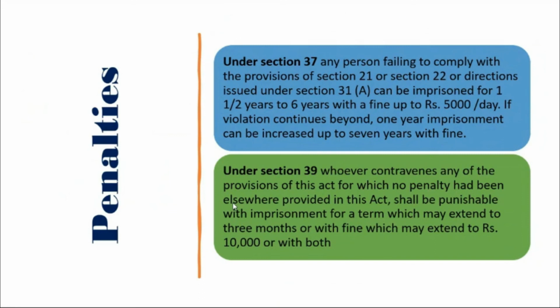And under section 39 of this act, whoever contravenes any of the provisions of this act for which no penalty has been elsewhere provided shall be punishable with imprisonment for a term which may extend up to 3 months, or with a fine which may extend up to 10,000, or with both. So these were the various kinds of penalties, depending upon what kind of violation has been done, and by which industry or person. So it can lead to a penalty or imprisonment.